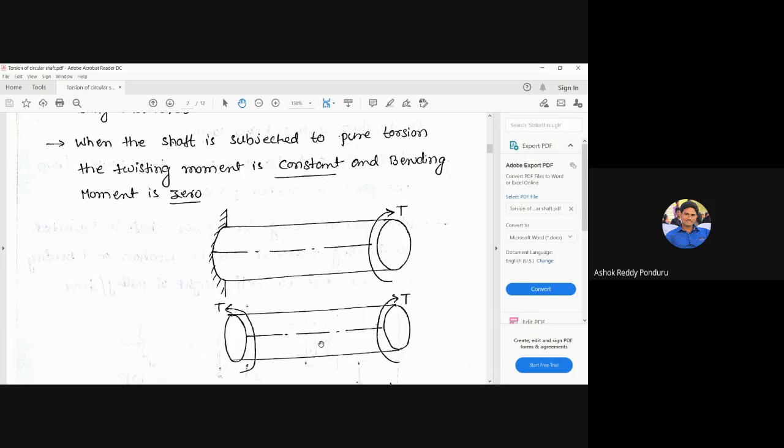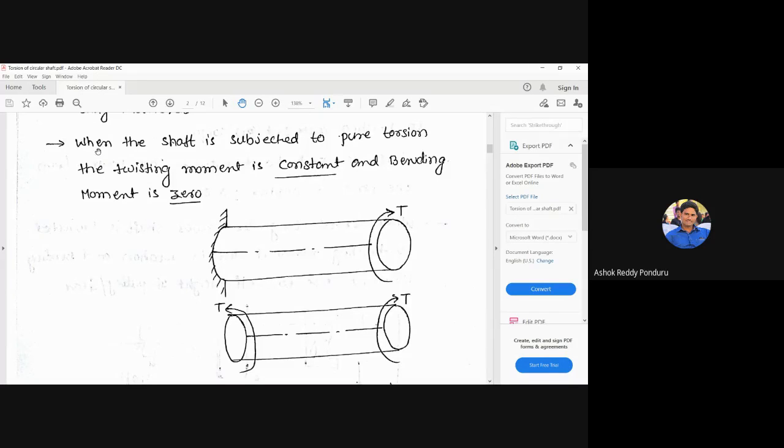Generally we may get a doubt here, sir. Generally, to transmit power, we place a pulley or gear on the shaft. If you place them like this, then it is not called pure torsion. We can find the stresses only due to the twisting moment here. Already we know how to find the stresses due to the bending moment. Then I will discuss how to find the stresses due to the combined twisting moment and bending moment.